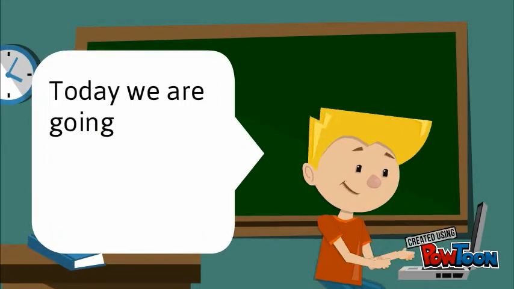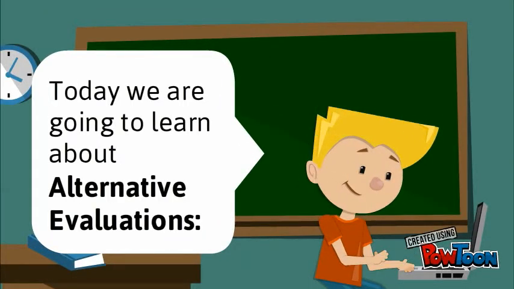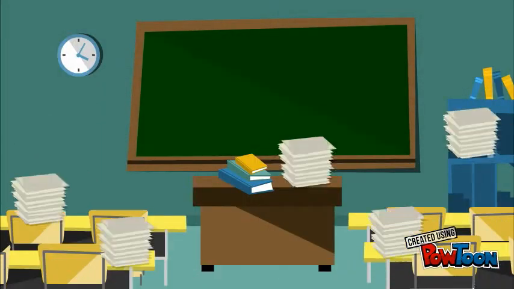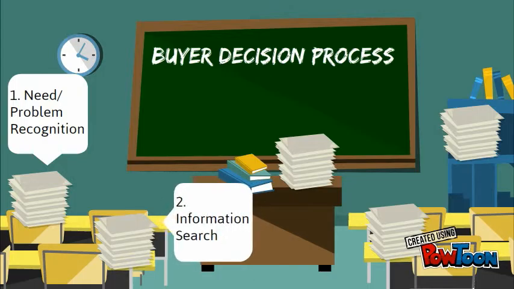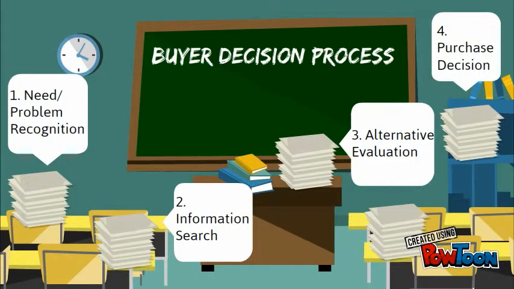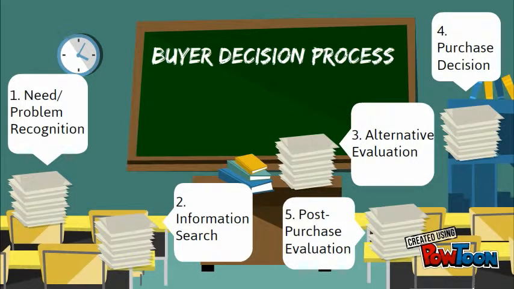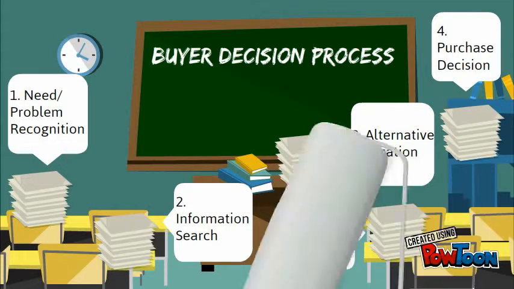Today we're going to learn about alternative evaluations. The buyer decision process includes: 1. Need or problem recognition, 2. Information search, 3. Alternative evaluation, 4. Purchase decision, 5. Post-purchase evaluation.